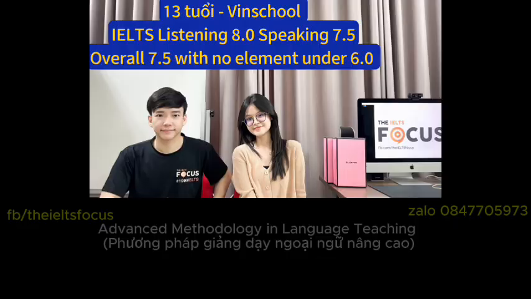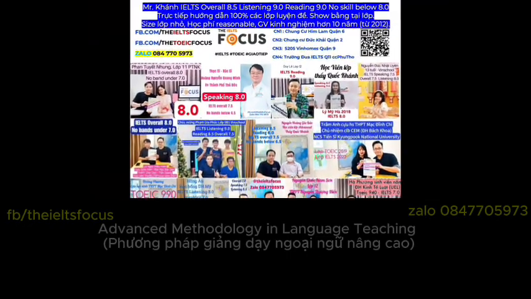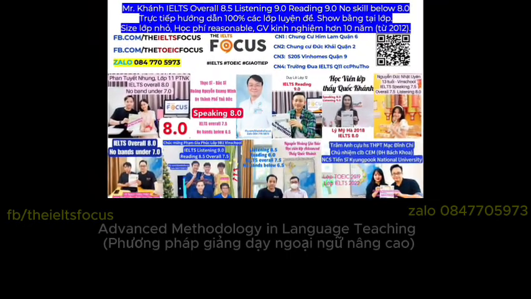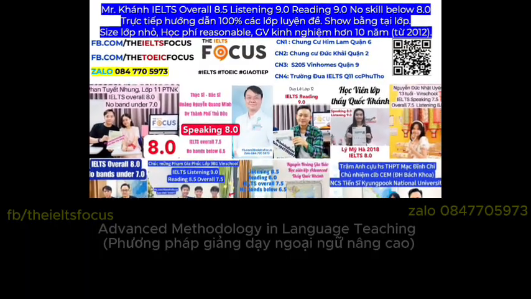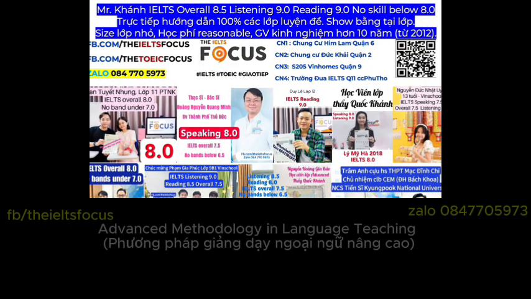Right. The lexical approach at THEIELTSFOCUS addresses this directly. By learning fixed phrases, these chunks, it helps the learner speak more fluently and naturally. Rather than just gluing grammar together. It moves the processing load from construction to retrieval, and retrieval is much, much faster.